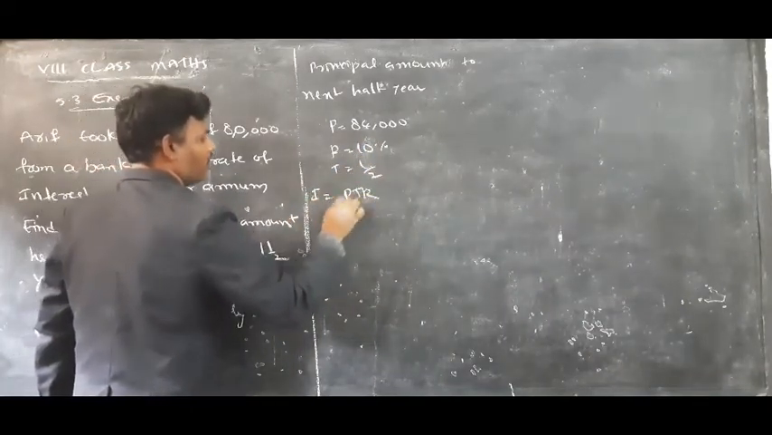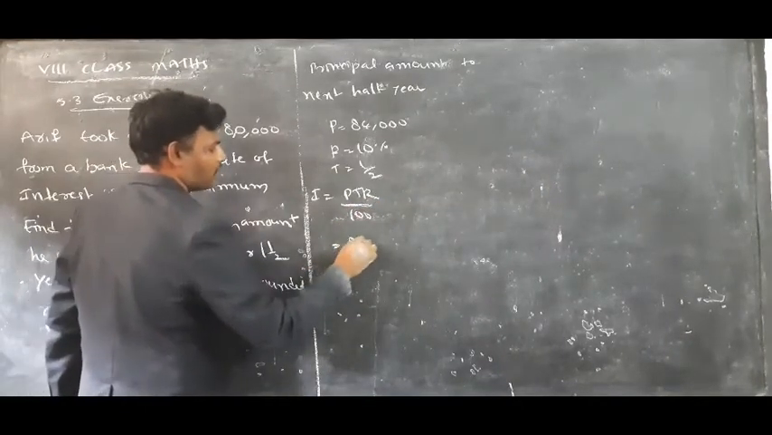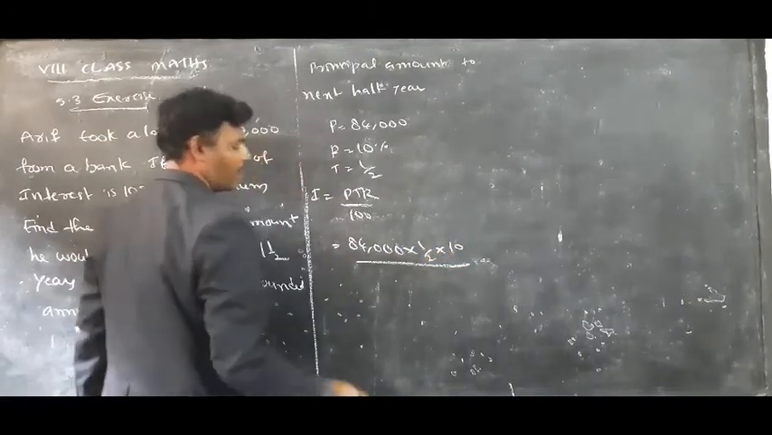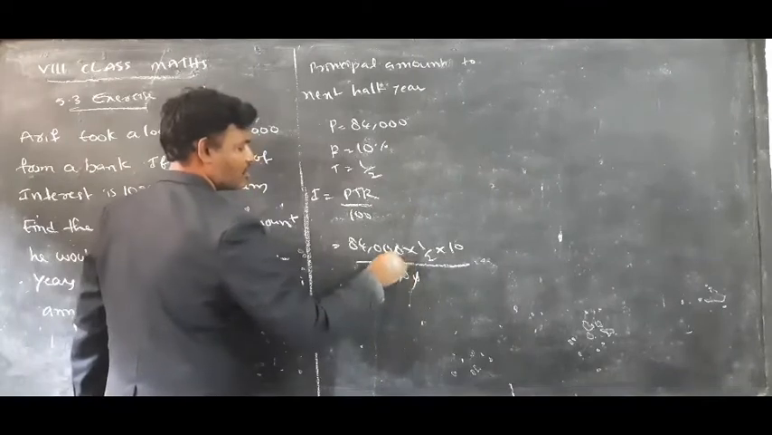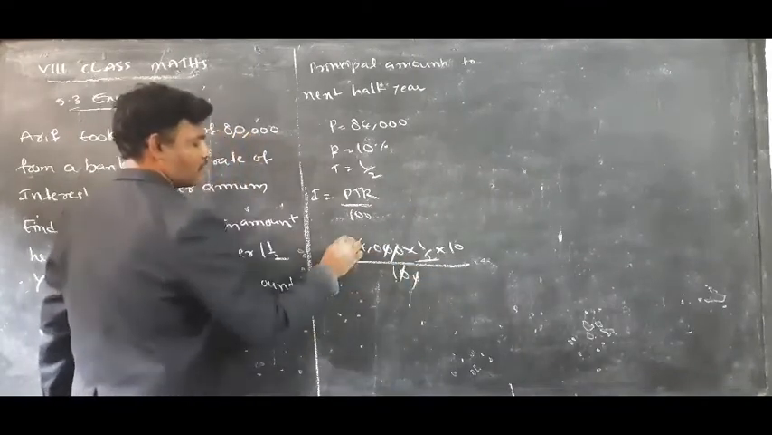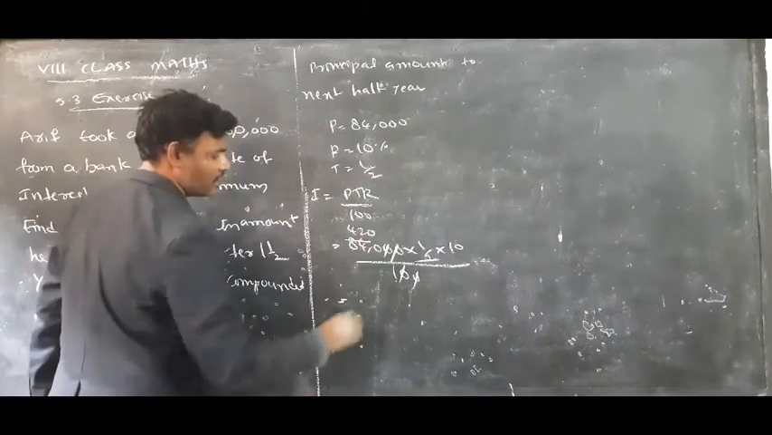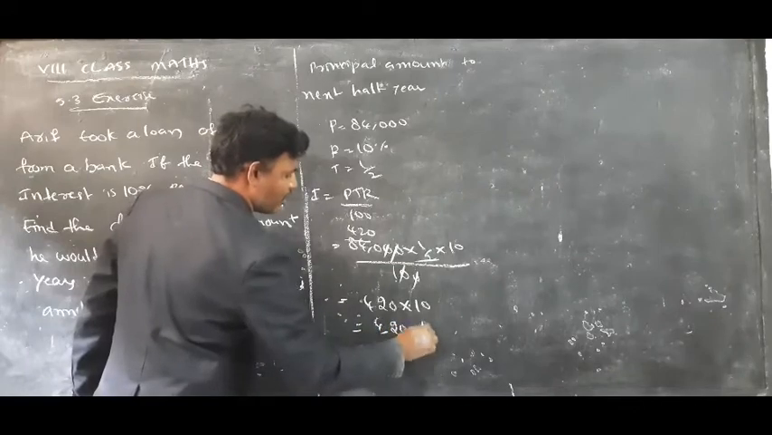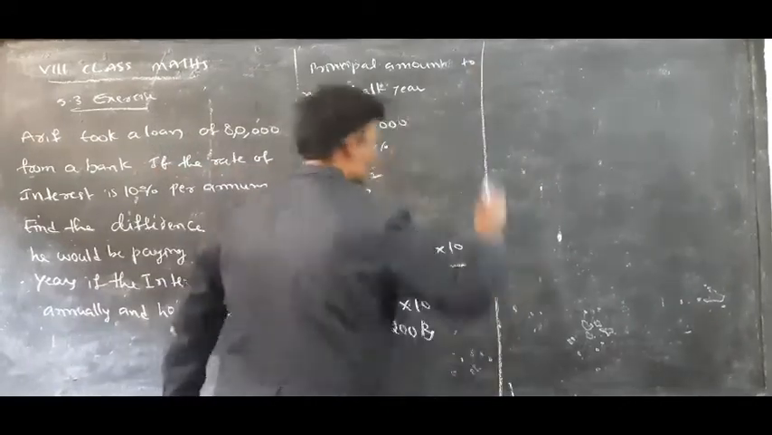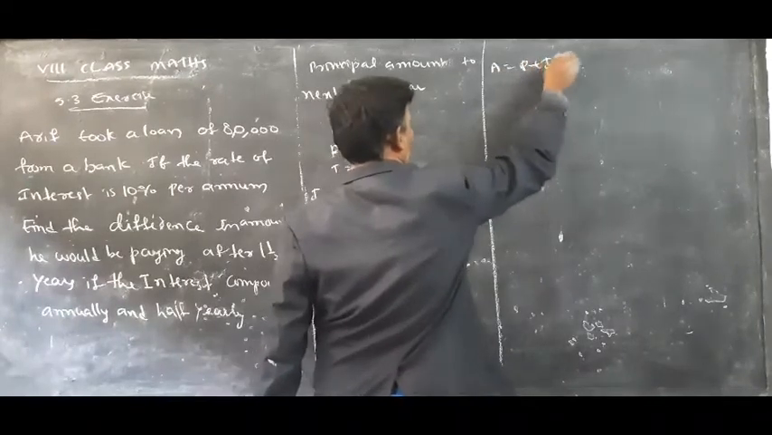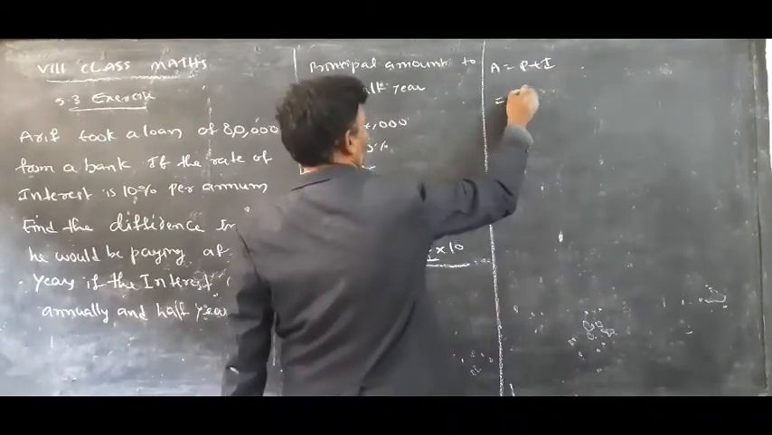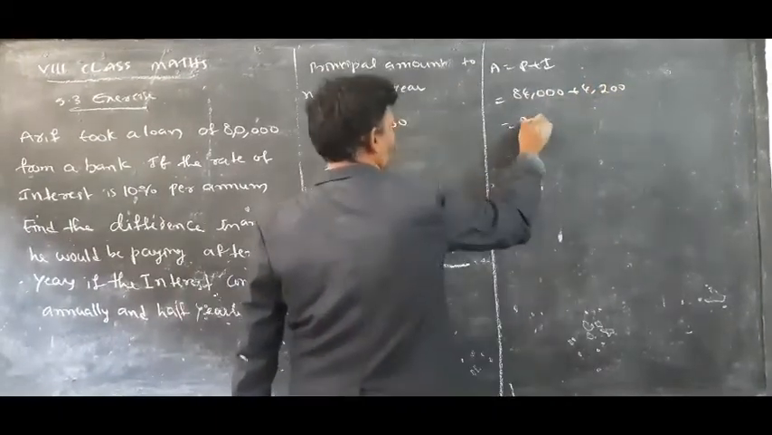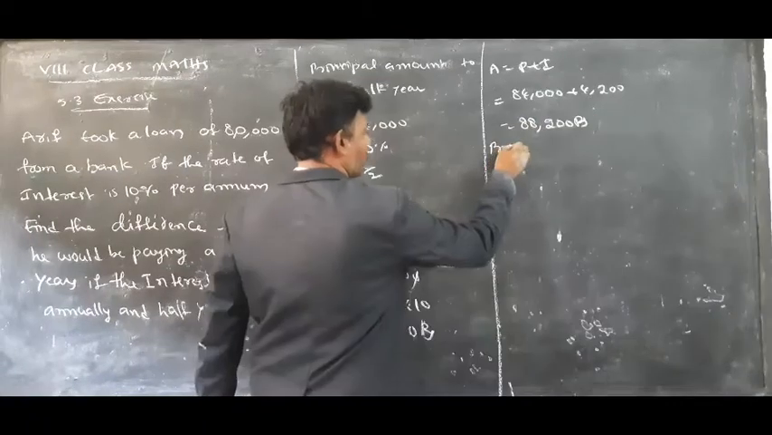Second conversion: P is equal to 84,000, R is equal to 10%, and the time period is half year. I is equal to PTR by 100, which is 84,000 into half into 10 by 100. Zeros are cancelled, so it is 420 into 10, which is 4,200 rupees. A is equal to P plus I, which is 84,000 plus 4,200, which is 88,200 rupees.